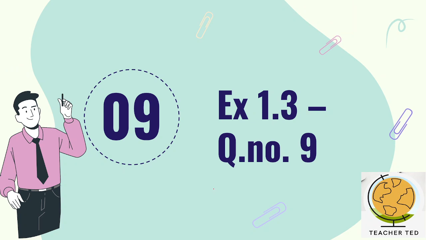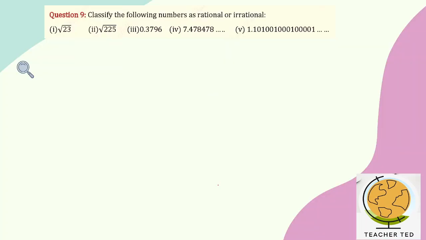The last question of exercise 1.3: you need to identify the given numbers as rational or irrational. Take up the first one. Since 23 is not a perfect square, you can directly write it is an irrational number. If you do the decimal expansion, it would be non-terminating and non-recurring. Next, 225 is a perfect square of 15, so it is a rational number.